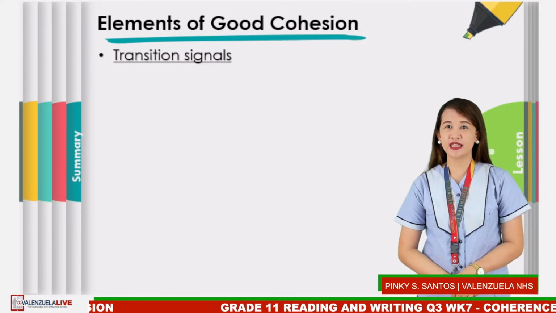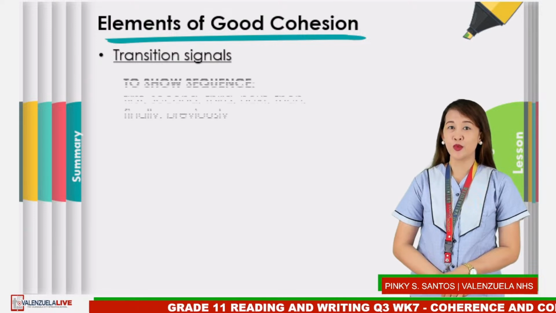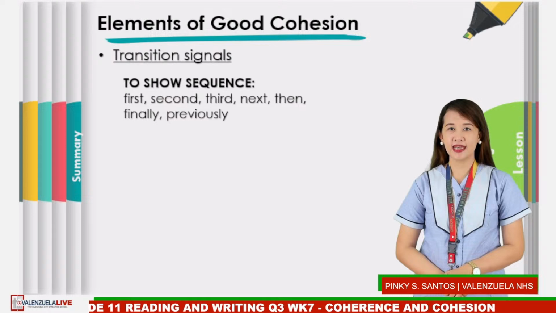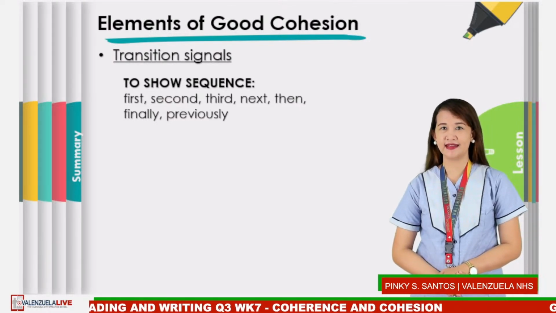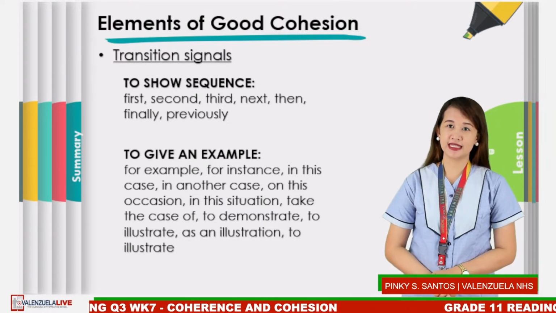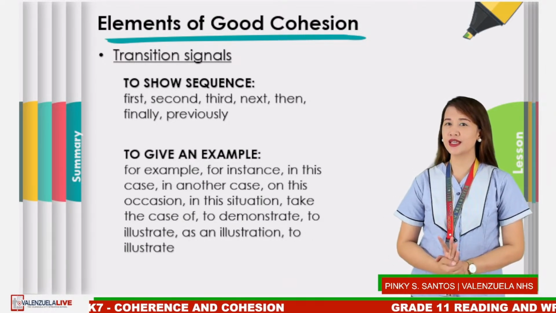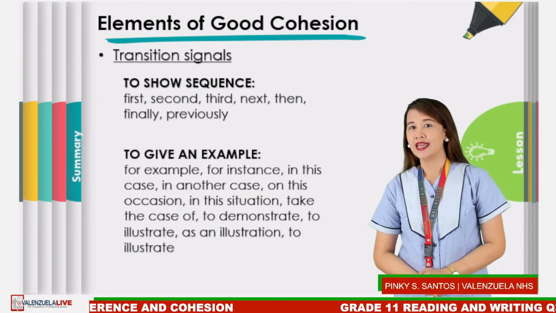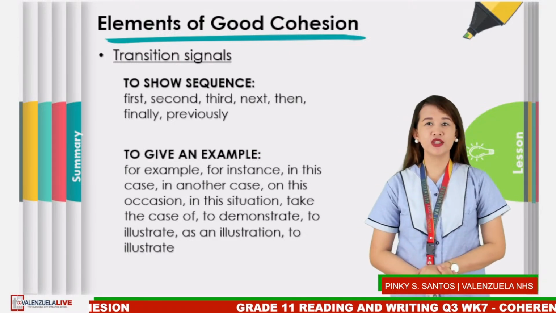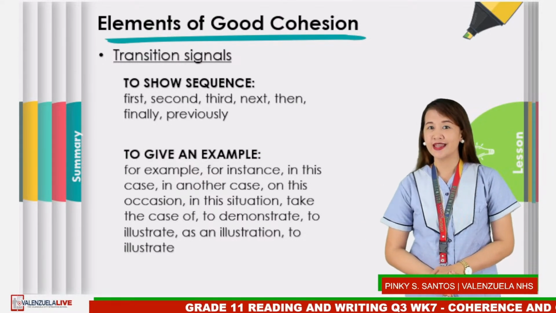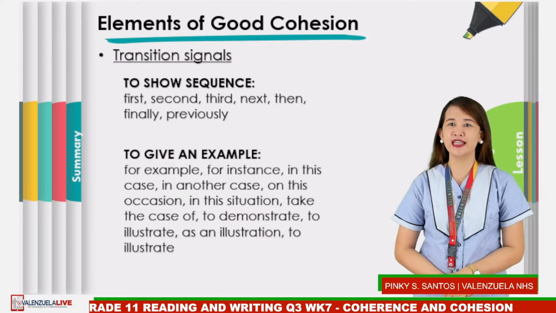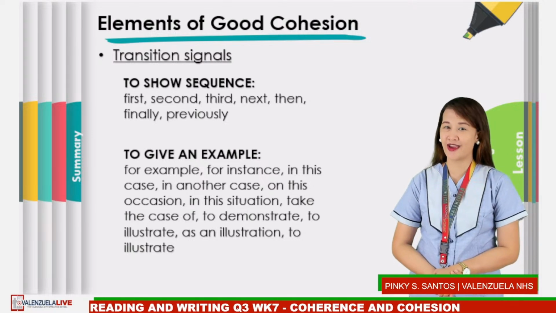Here are other additional examples to show sequence. We have first, second, third, next, then, finally, and previously. And to give an example, we have for example, for instance, in this case, in another case, on this occasion, in this situation, take the case of, to demonstrate, to illustrate, as an illustration, and other examples. These are very helpful in achieving good cohesion in your paragraphs.